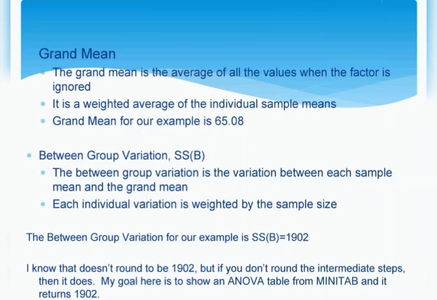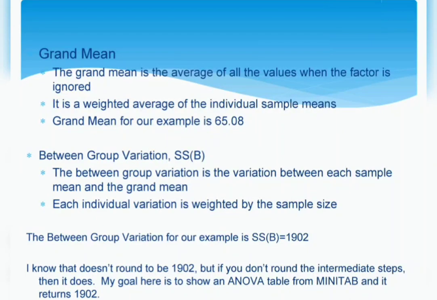And the next one is between group variation, SSB. The between group variation is the variation between each sample mean and the grand mean. Each individual variation is weighted by the sample size. The between group variation, for example, is SSB equal to 1902.